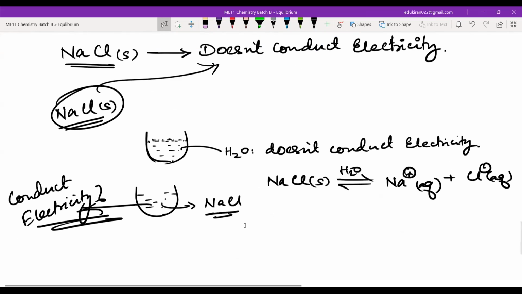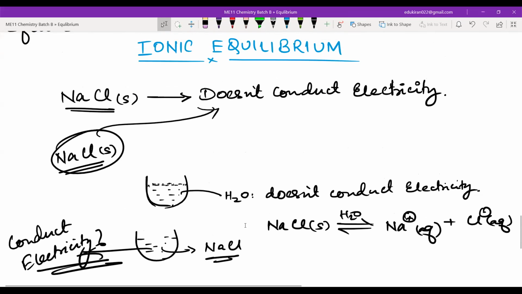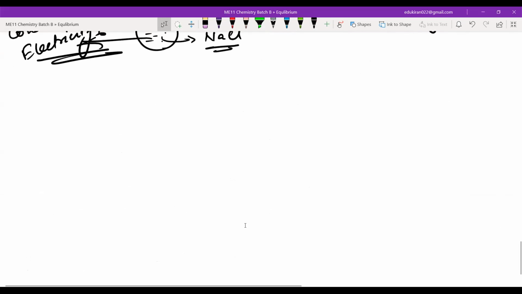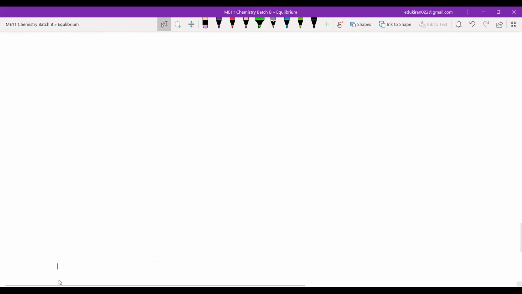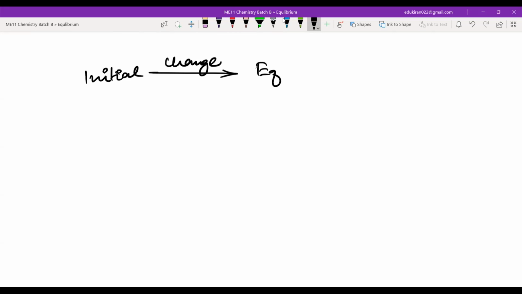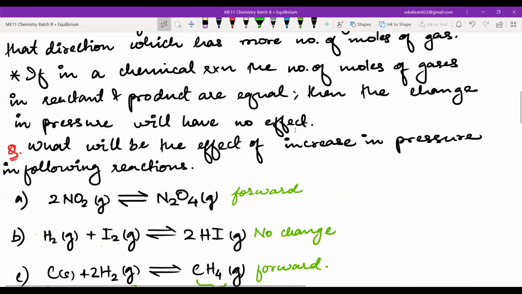Now, one more thing that I want to tell you is that ionic equilibrium is not different from the chemical equilibrium that we have studied. In chemical equilibrium, we had three things: we had initial, we had change, and then we got to equilibrium. Now let me also tell you something.